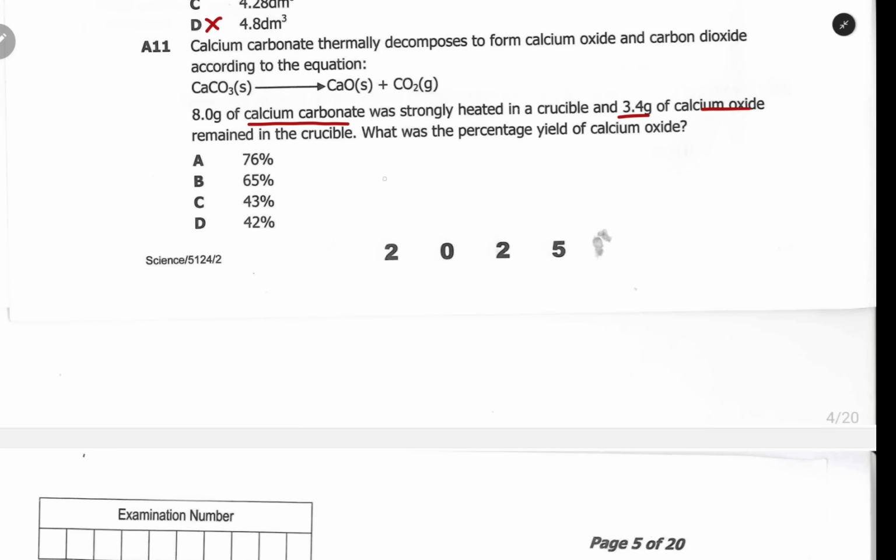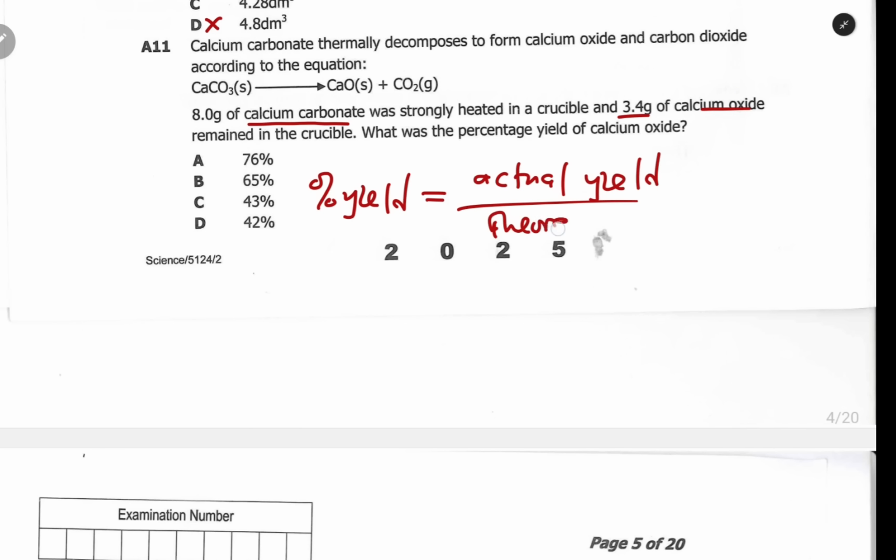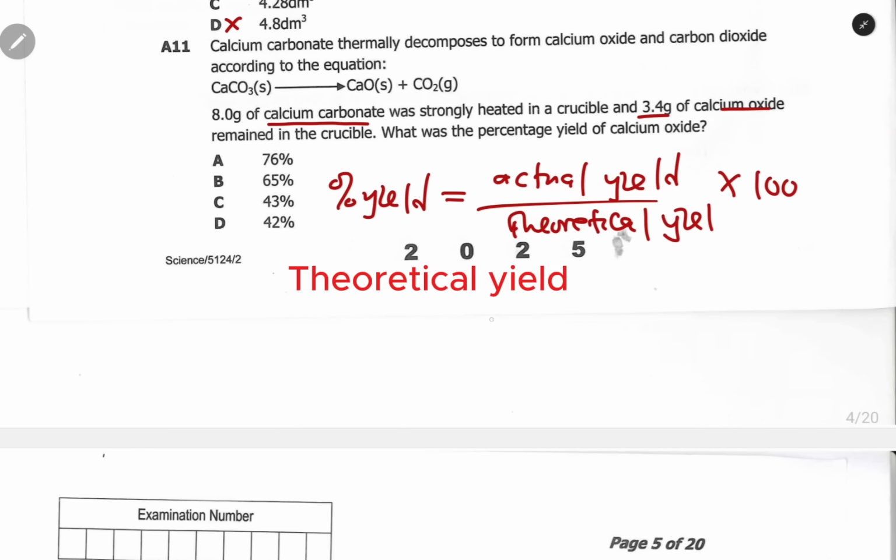Now look at this. What is percentage yield? Percentage yield is equal to actual yield divided by theoretical yield, which is also called expected yield, multiplied by 100. So let us find the actual yield.